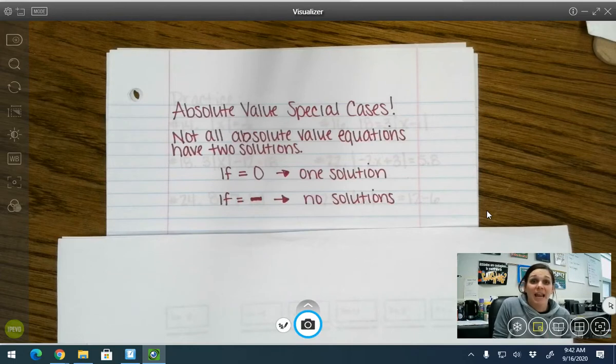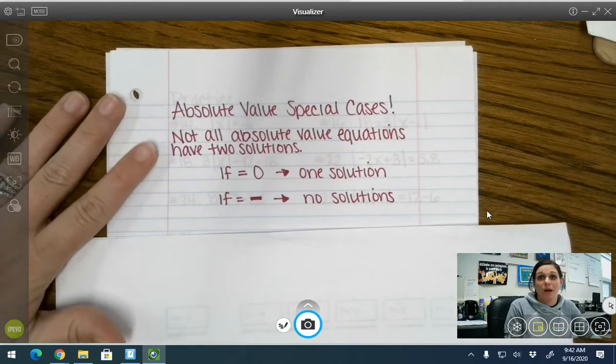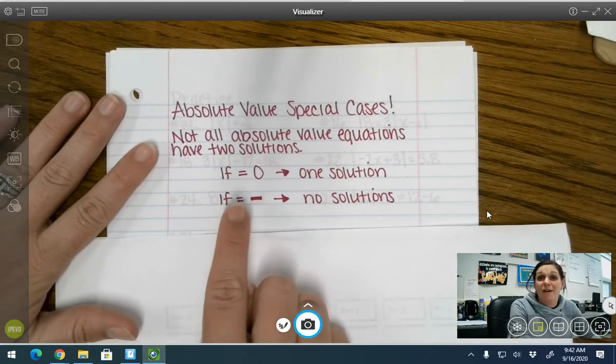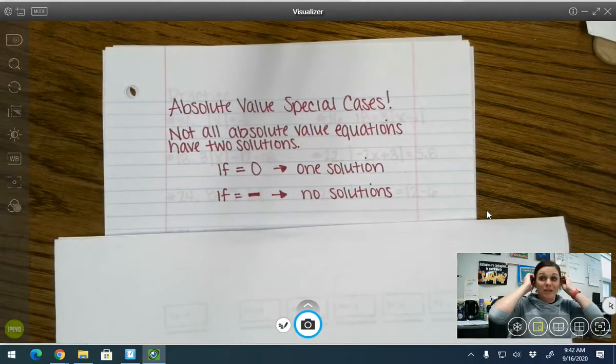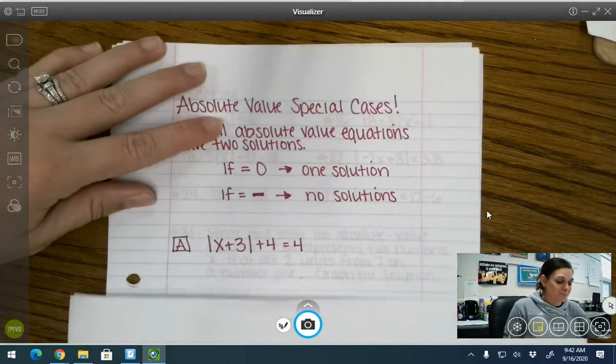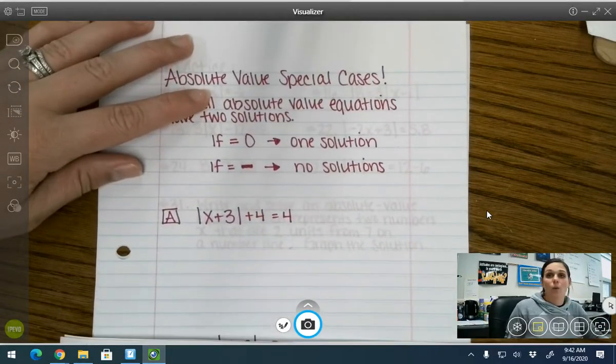It can't be negative. Okay, so you have to understand, once you see that negative, there's automatically no solution with it. If my absolute value ever equals a negative, no solution, no solution, no solution. All right, so let's go ahead and let's see this in action.